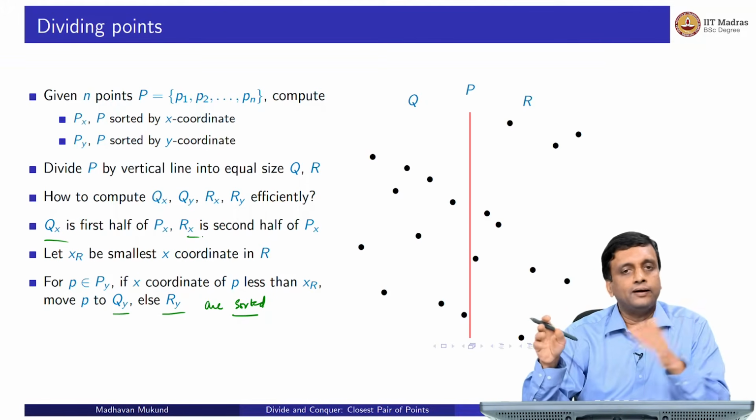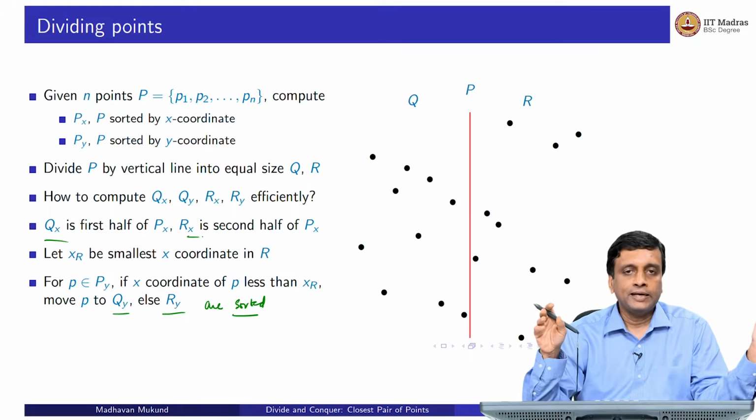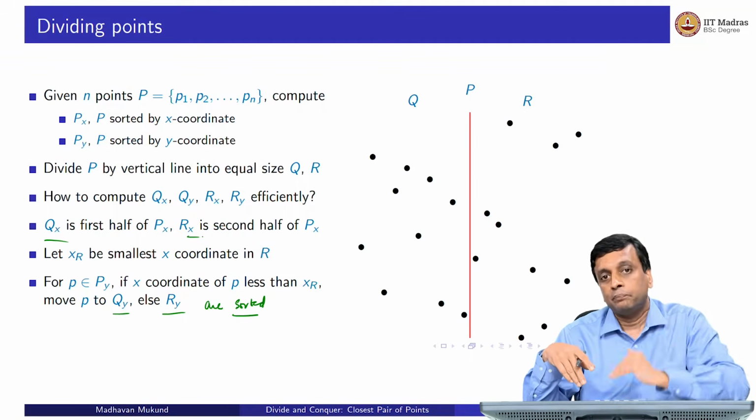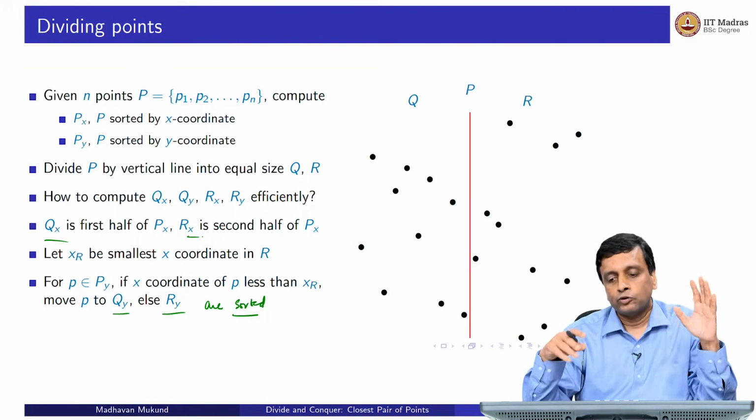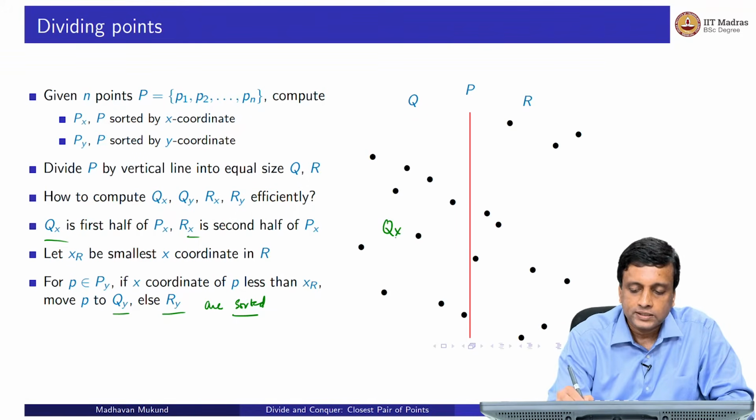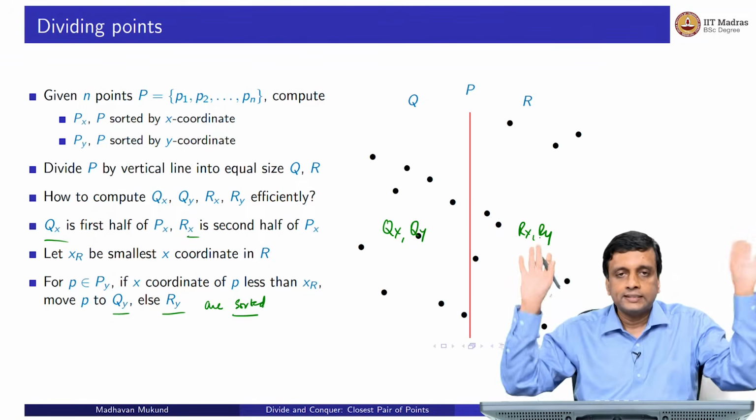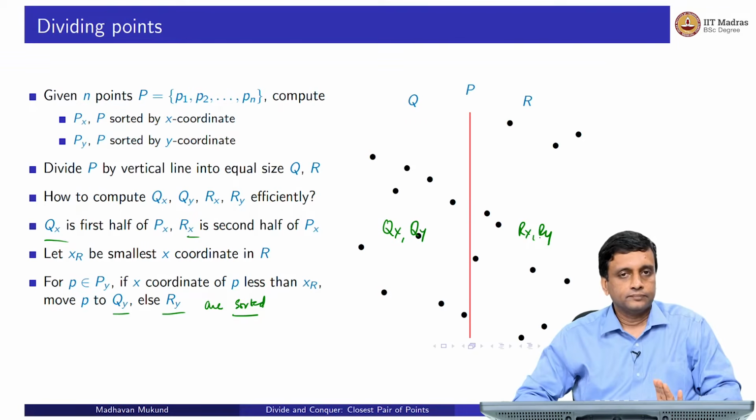So therefore in one left to right scan I have split px into qx and rx, and in one bottom to top scan I have cleverly split py into qy and ry. So I now have on this side qx and qy, and on this side I have rx and ry. So now I can tell these guys to go and do their job recursively because they have the same structure as the original problem, right.